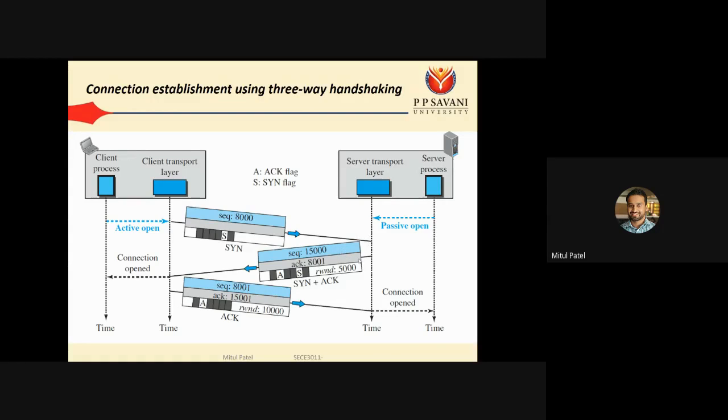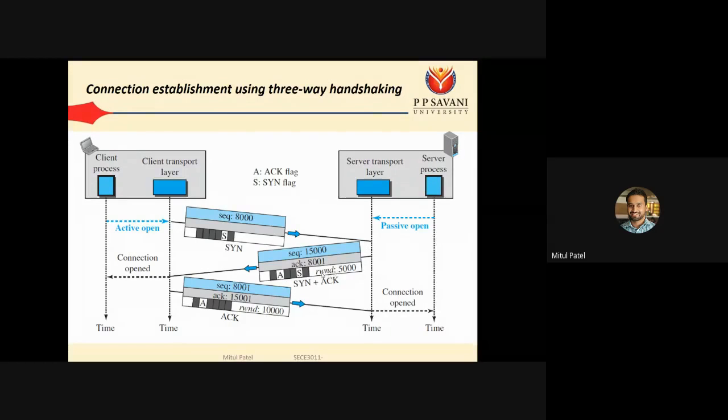Okay, so this packet is of two types, that is of scene and acknowledgement. So that's why we have studied two flags. One is for synchronizing the sequence number and second is for the acknowledgement. Okay, so sequence number is 15,000, that is the initial sequence number that is selected by the server, and the acknowledgement is 8001. We have set the acknowledgement flag and we have set the scene flag.